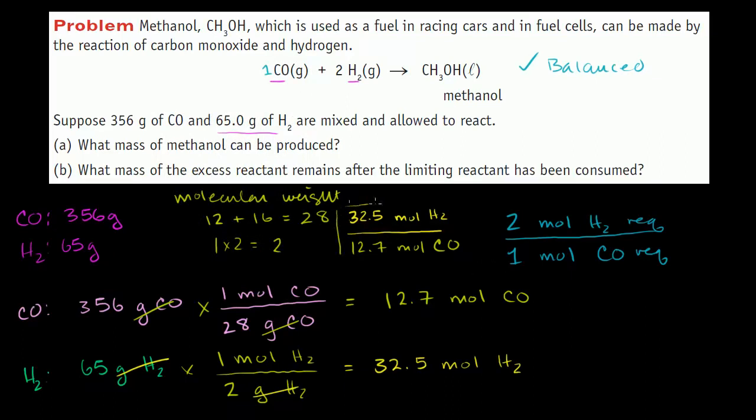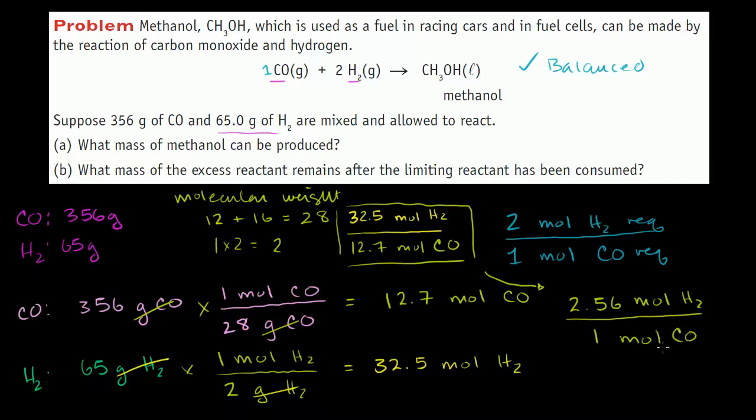I should have written it here to begin with. I could write this as we have 2.56 moles of molecular hydrogen for every 1 mole of carbon monoxide. So this is what we need for a reaction to occur. This is what the balanced equation tells us. It tells us that we need 2 moles of hydrogen for every mole of carbon monoxide.